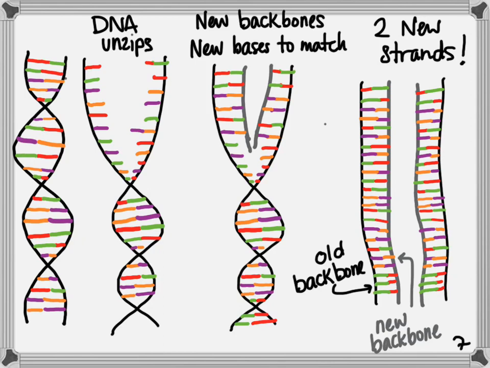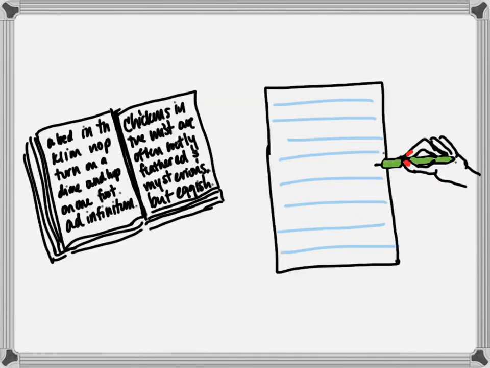In truth, it's a little more complicated than that, but that'll do in terms of understanding the process of DNA replication. Now, let's talk about what can go wrong. Have you ever had to copy something? Maybe out of a textbook, maybe you were copying a friend's notes. Have you ever made a mistake?